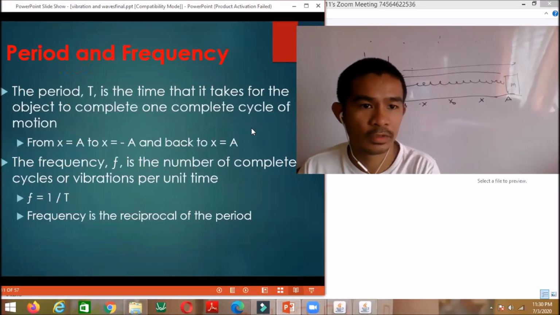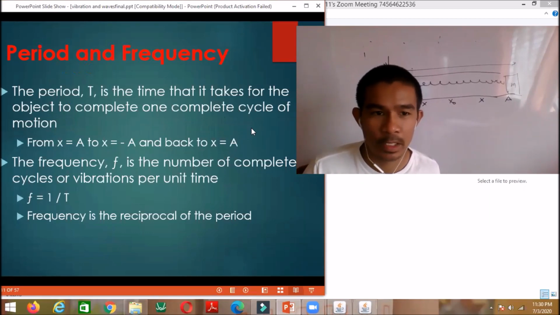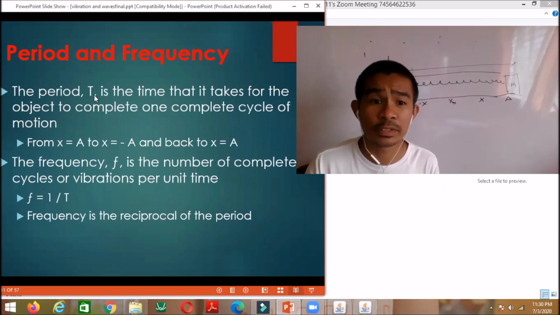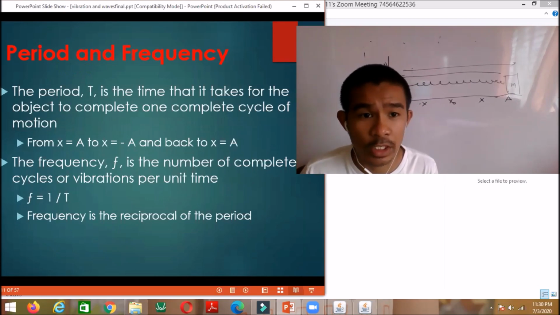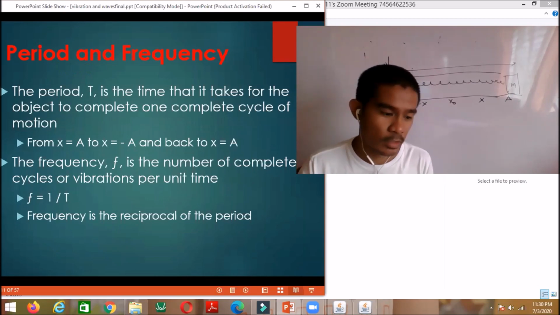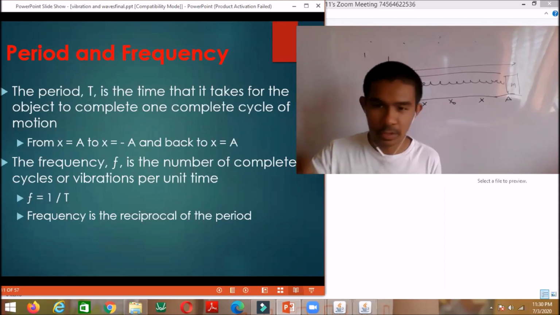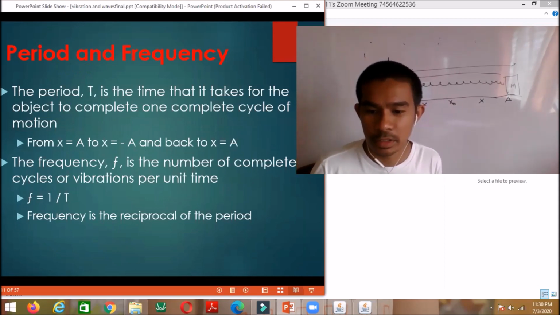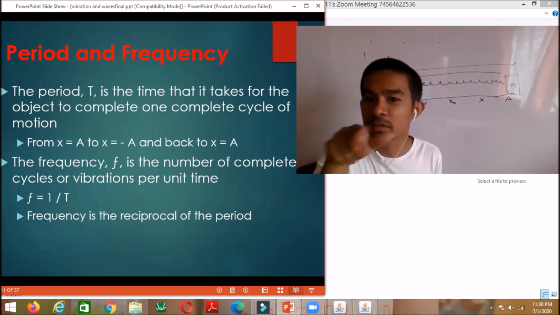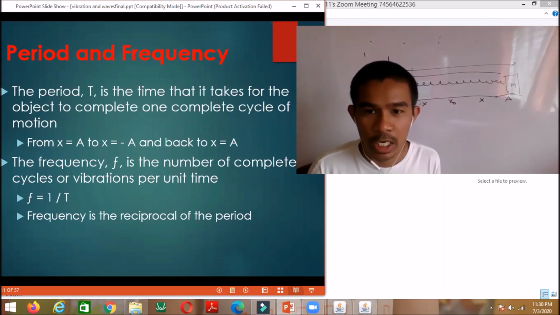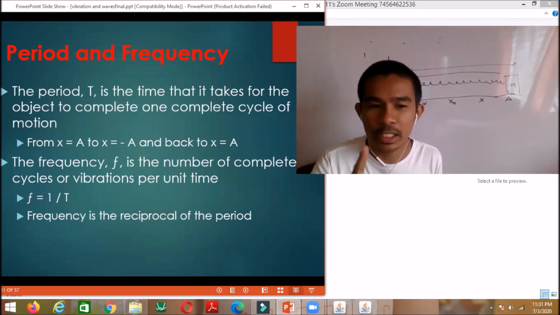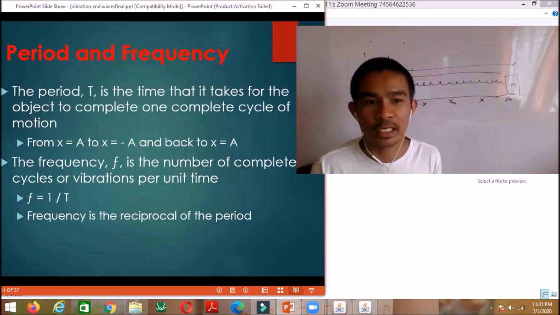And then we have period and frequency. Period, in symbol big letter T, is the amount of time that it takes the object to complete one cycle. You can still remember the uniform circular motion. When that object moves around the circle, the time required to move around the circle is what we call period. And if you move around the circle completely, that is one cycle.